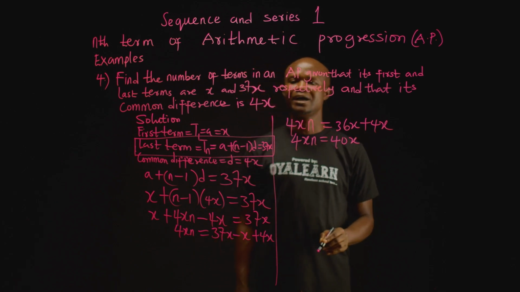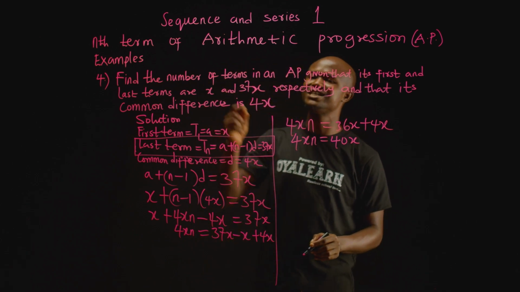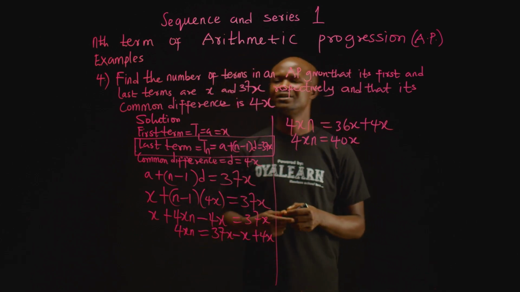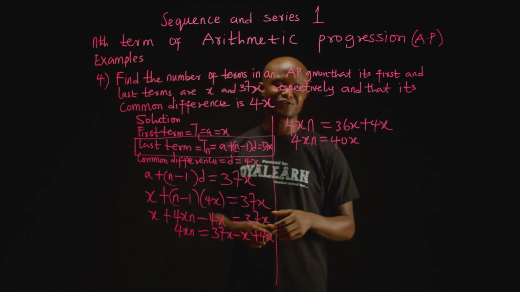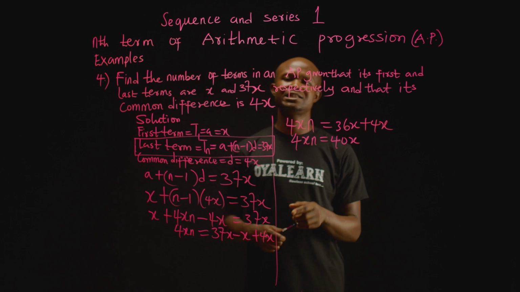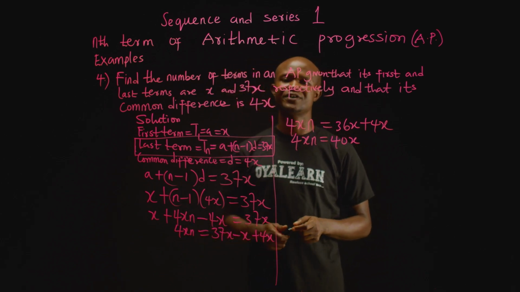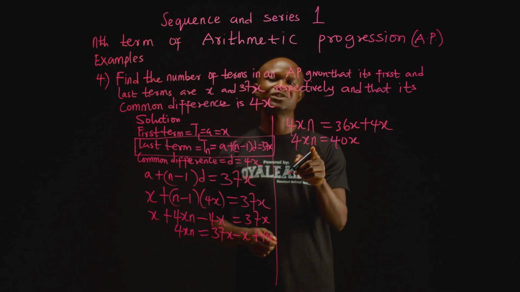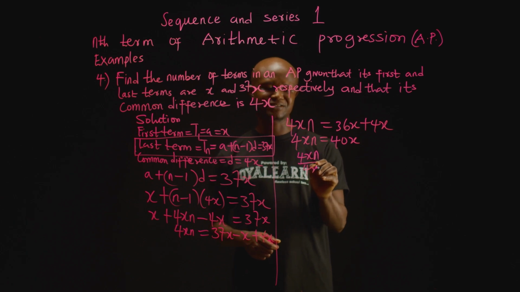That will give us 40x. And don't forget, we want to find the value of n, which represents the number of terms in the AP. So for us to find the value of n, we are going to divide both sides by the coefficient of n. What's the coefficient of n? That's 4x. So we divide both sides by 4x.